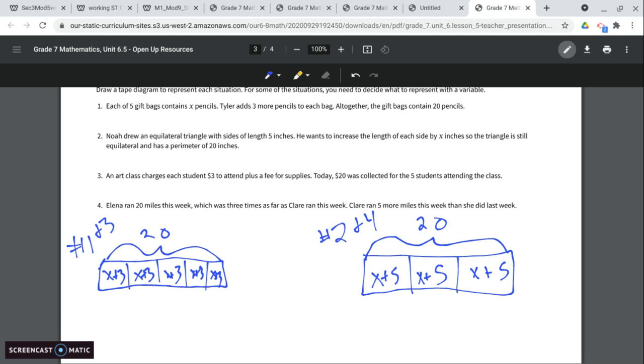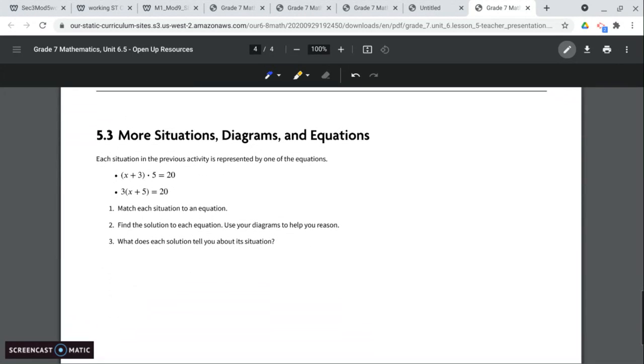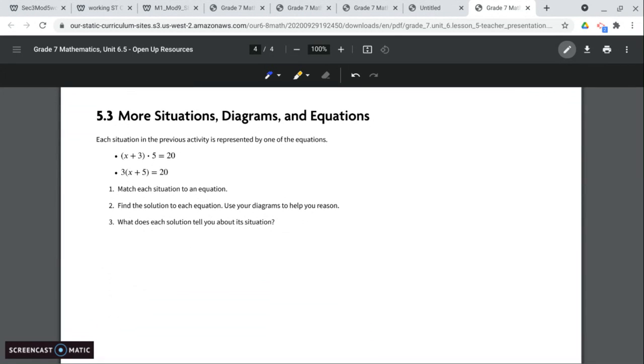So the tape diagrams we were just looking at and the equations that we have here, notice they both have parentheses. So parentheses is your key word for this lesson. Each situation in the previous activity is represented by one of these equations: X plus 3 times 5 equals 20, and 3 times X plus 5 equals 20. So what we want to do is match the situation to the equation. So this one would be 1 and 3, and this one would be 2 and 4.